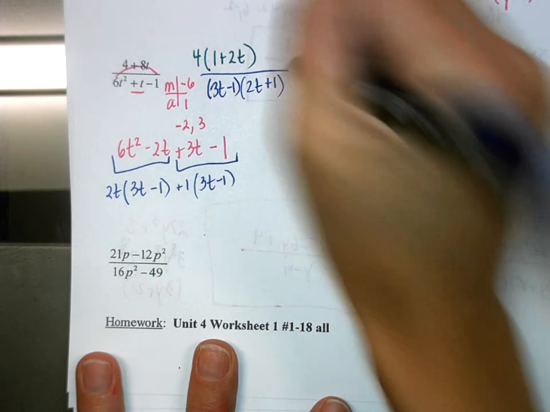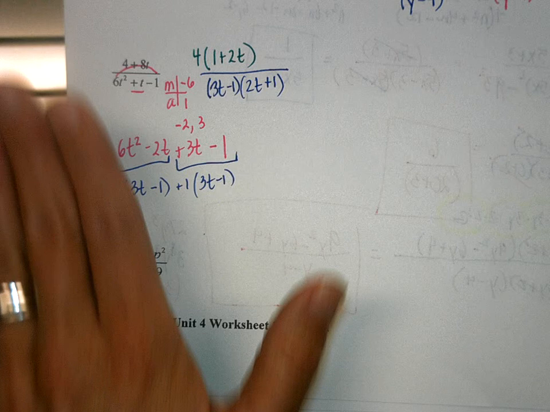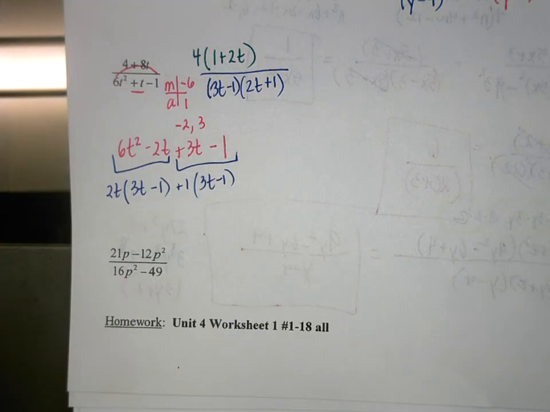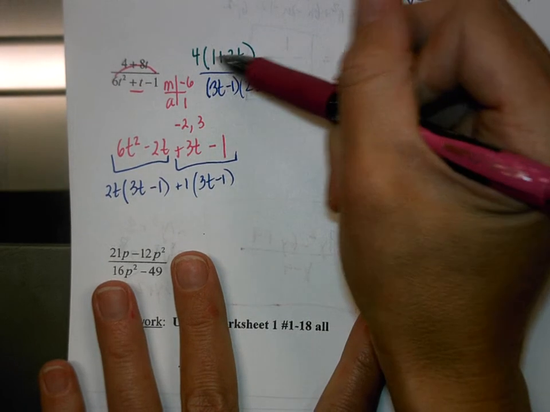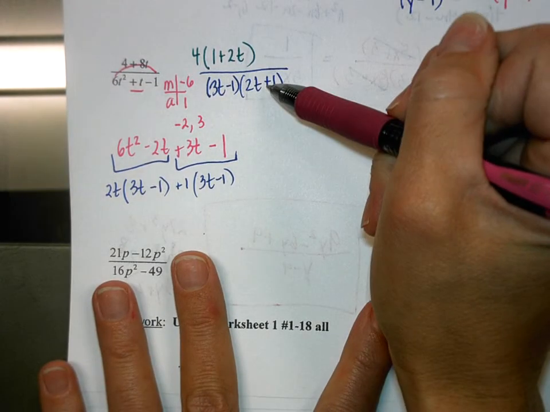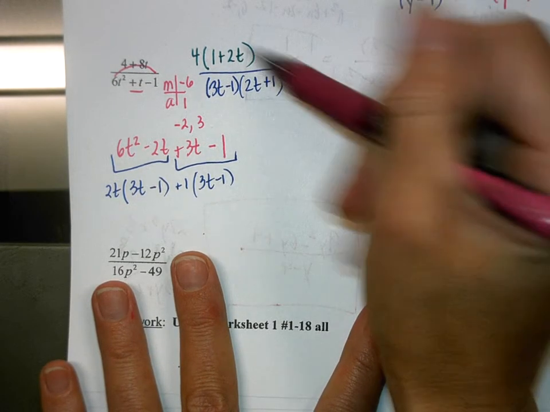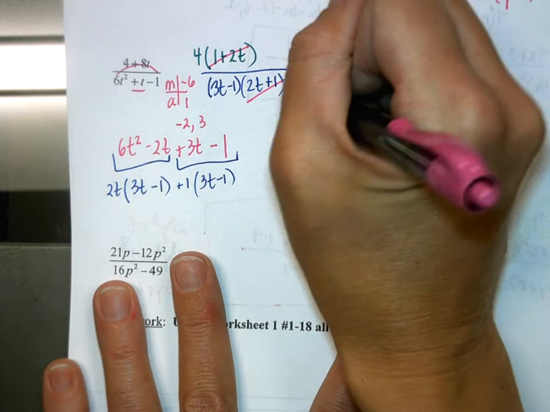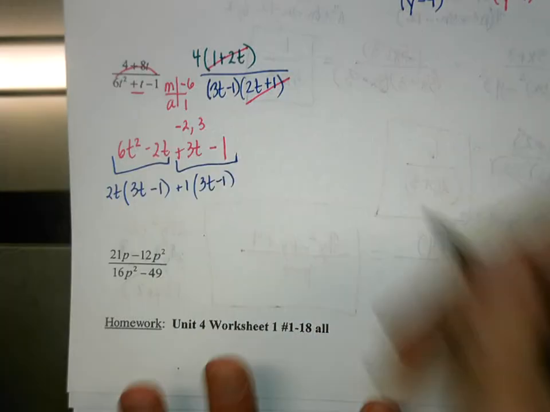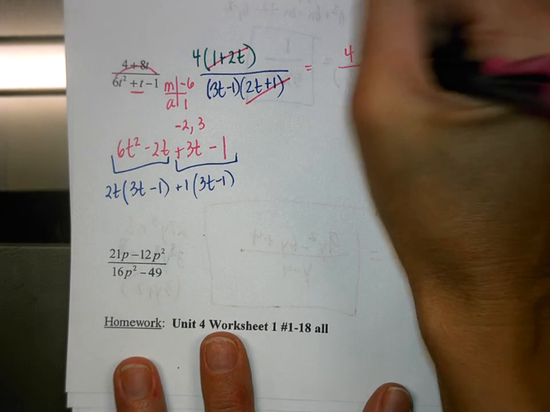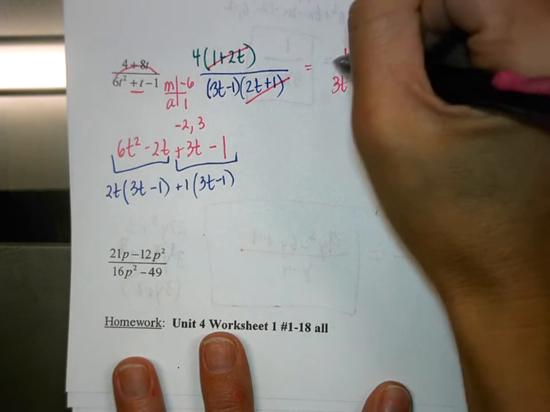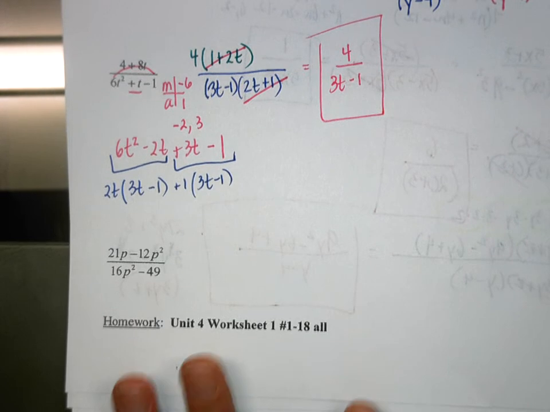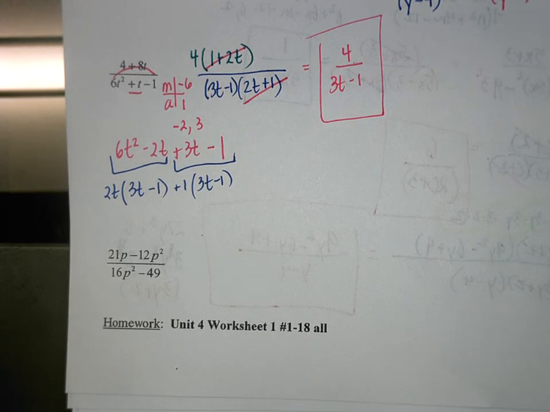Okay. What do you notice about this one now? Yeah. Does it matter the order that you add things in? So do I need to rewrite these? No. I mean, you could if you want to, but that's kind of a waste of time. So it's adding, they're both the same, so those can reduce. And we're left with 4 over 3t minus 1. Any questions? Okay, last one.